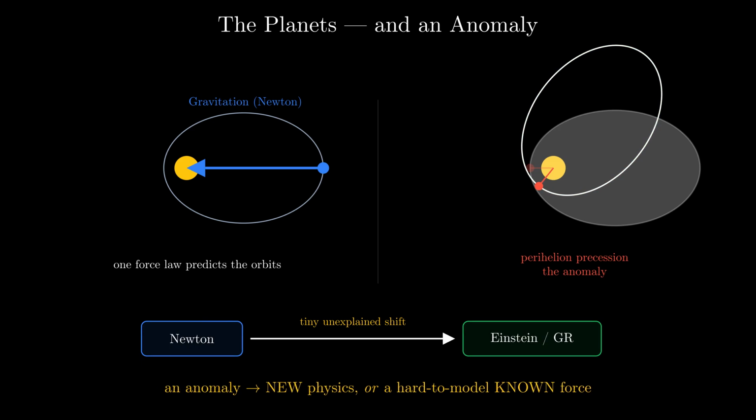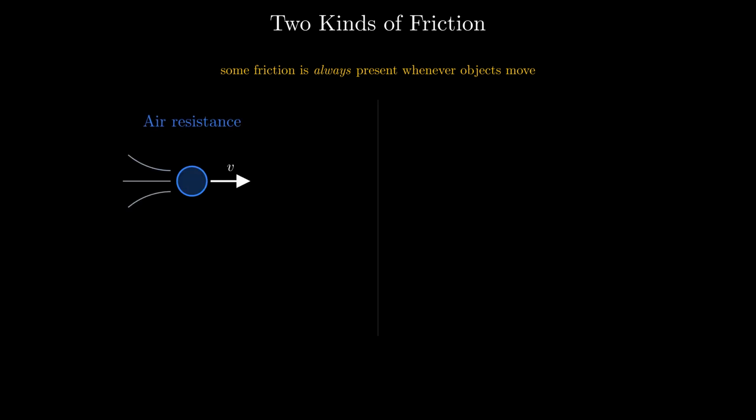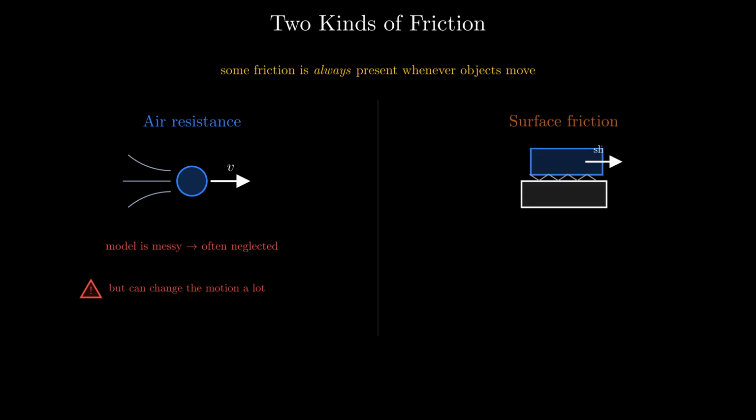Yet not every anomaly means new physics. Sometimes it's just a complication from ordinary, well-understood forces that happen to be hard to model. Friction is the classic example of that judgment. Whenever objects move, some friction is always present. The only question is whether to keep it in the model. Air resistance is often dropped because its mathematics is genuinely messy, even though it can dramatically change how something moves.